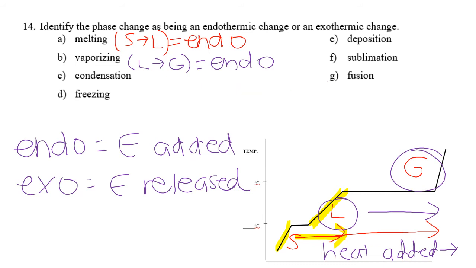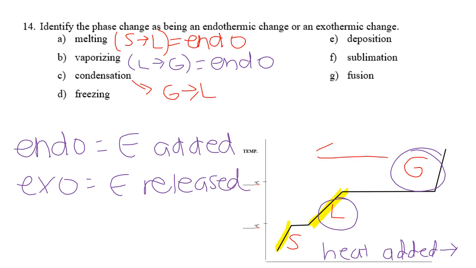Condensation. Have you ever woken up in the morning and there's condensation all over your car? Condensation is going from a gas to a liquid. And so if I'm going from a gas to a liquid, let me erase all of that. You are going, if you follow my red pen, from a gas to a liquid, left on the heating curve. So that means energy is being released.